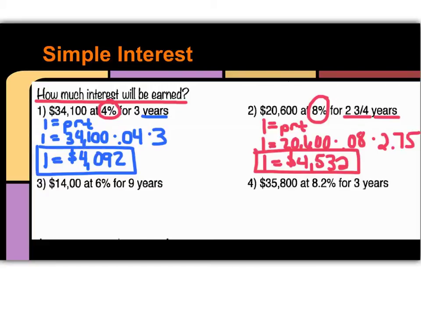For number 3, it would be I equals PRT. The principal this time is 14,000, not a chopped off 0. I'll add that in there. Times the rate, which is 6% or 0.06, times the time in years, which is 9. If you type in 14,000 times 0.06 times 9, you will get an interest amount of $7,560.